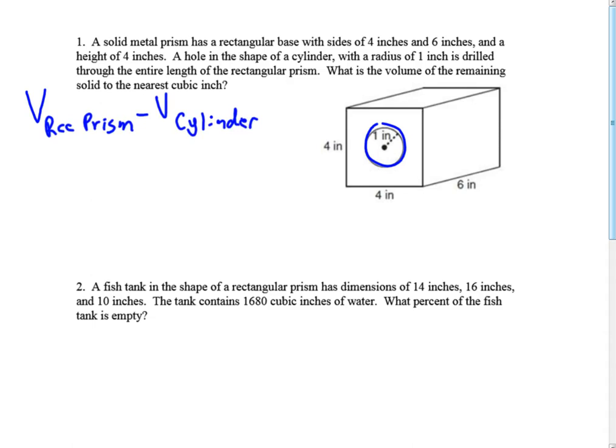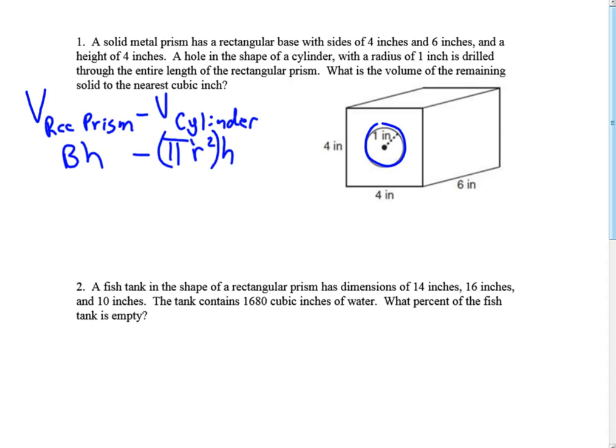So when we think about that, the volume of a rectangular prism is going to be the area of the base times the height, and the volume of the cylinder is going to be the area of the base times the height. But for the cylinder, we know that the area of the base is pi r squared, so we have to adjust that slightly.